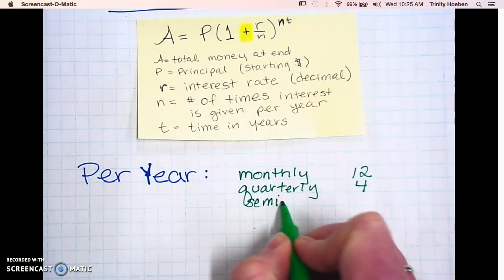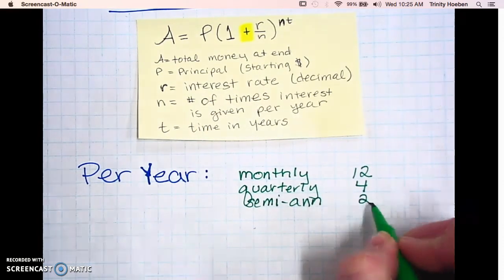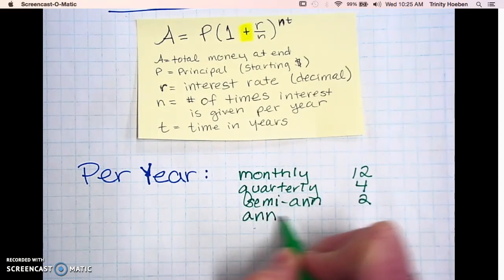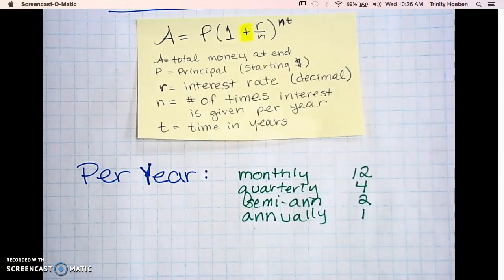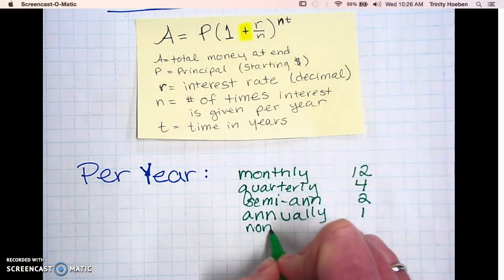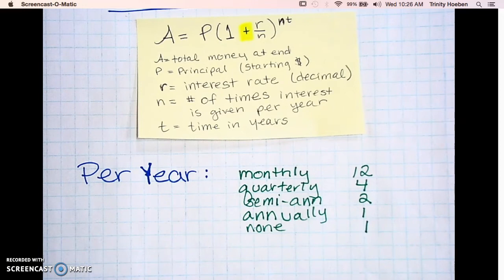Semi-annually, twice a year. If you see annually, that's just how many times a year? Once. And then there's going to be problems that don't say any of these things. So if it's none, it's going to be once a year. So if it doesn't say specifically semi-annually, quarterly, monthly, just assume there's a 1 there. And so if you're multiplying by a 1, sometimes people don't write it, or you're going to end up with the same number, because 1 times 8 years is still going to be 8. Okay? Does that make sense?